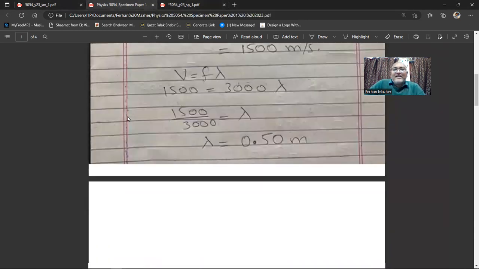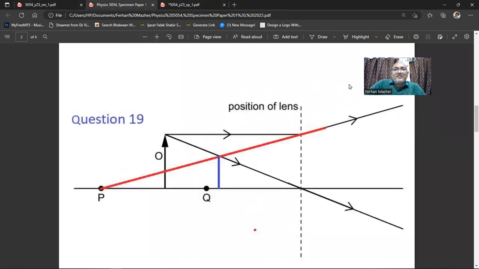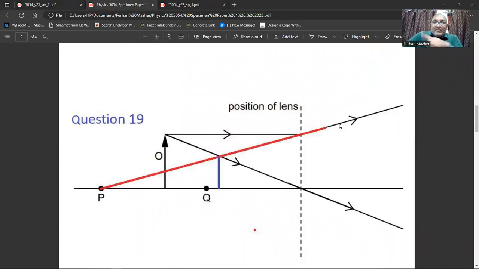So let me show you. I've done that. Hopefully you can see that. You see, what we have done is, after diverging, I have prolonged it behind the lens, and it cut the principal axis at the point P. That means that the principal focus is at the point P. The principal focus, F, you remember, is at P. And the image is where these two rays, the red one and this black one, intersect. So the image is here.